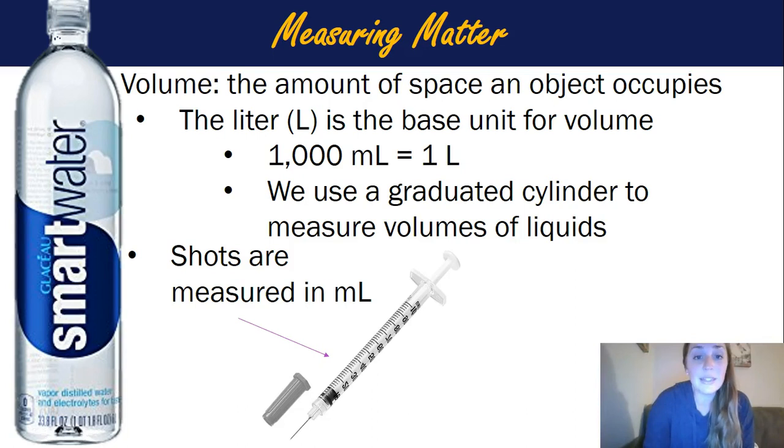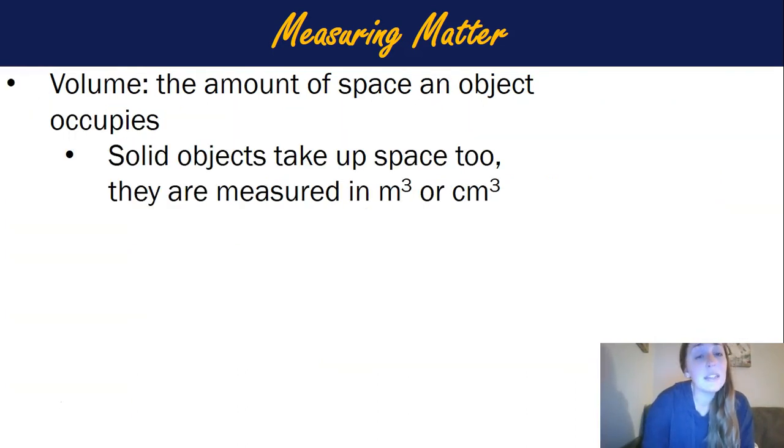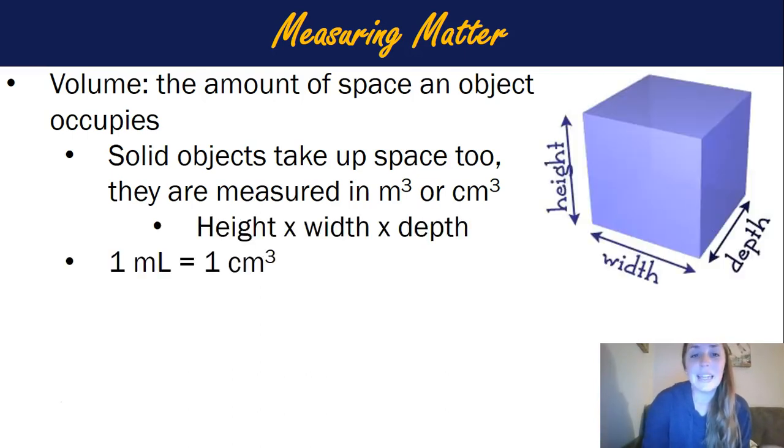We use a graduated cylinder to measure volumes. So this is that graduated cylinder. It is skinny, so that way you have a lot of graduations, these little lines. You can tell exactly how much liquid is in there. But the thing is, solids also take up space, and they're measured in meters cubed or centimeters cubed. And you're like, meters? That's what we did in length. And yeah, it's because it's height times width times depth. You've done this in math class before. So if we have this cube, whatever this length is, times this length times this length. So that's what the cube comes from, or to the third power.